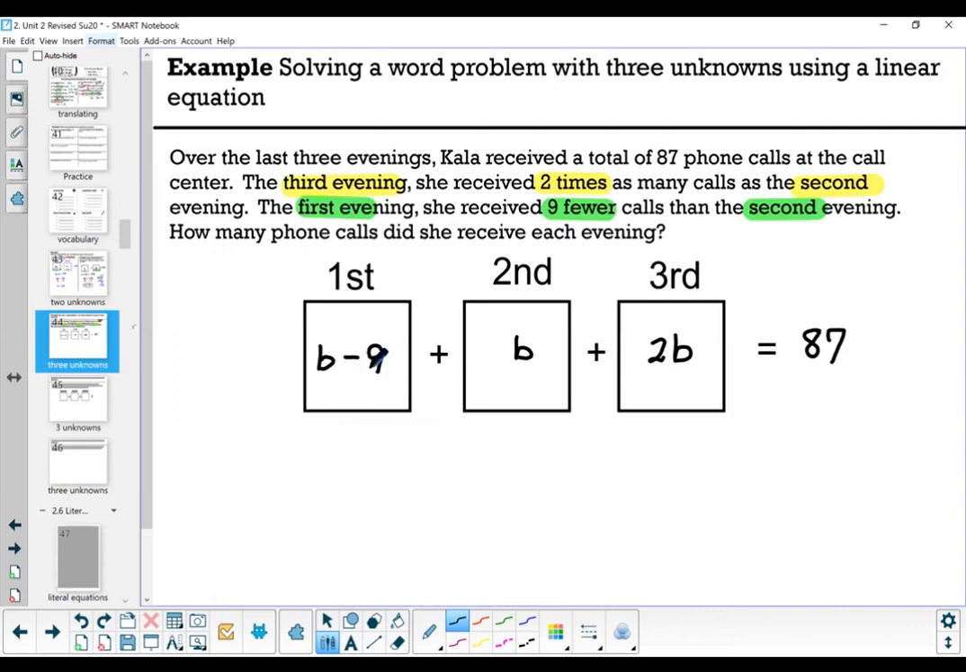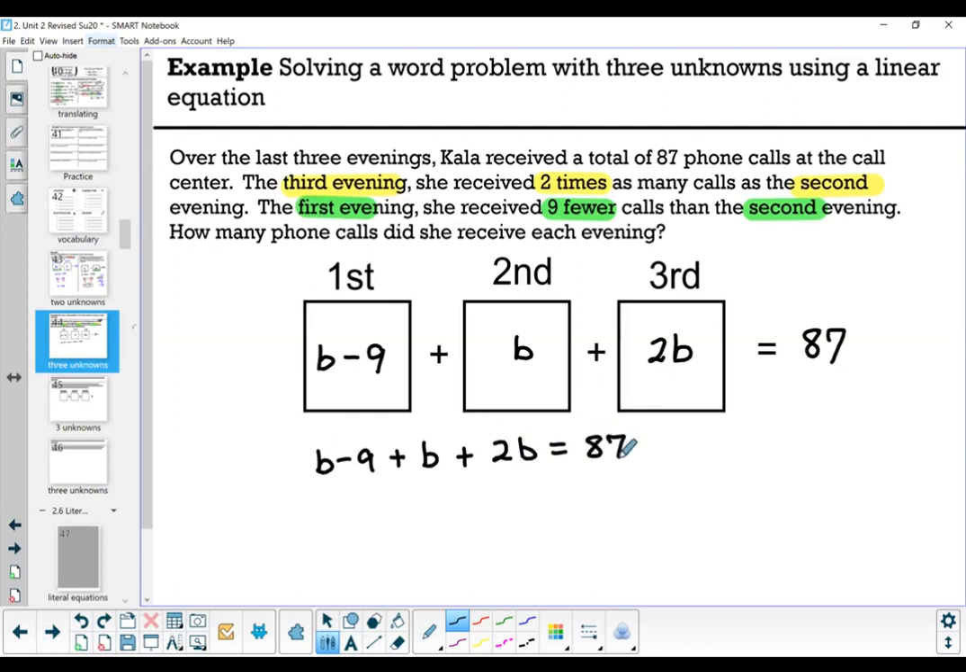So now I have all of my calls for the different evenings replaced with a B variable and the appropriate expression. B minus 9 is for the 1st evening. B is for the 2nd evening. 2B is for the 3rd evening. And when you add these all together, you should get 87 calls. So essentially my equation is 1B minus 9 plus 1B plus 2B equals 87.